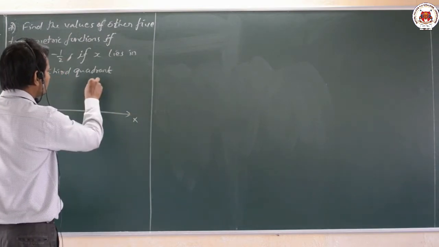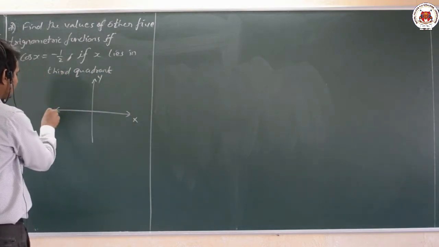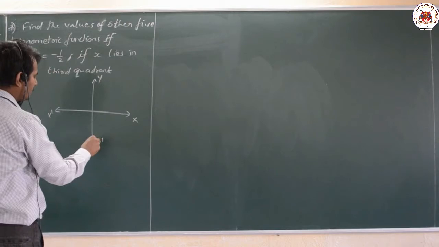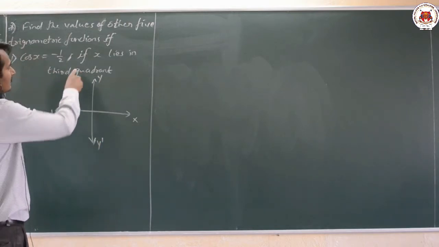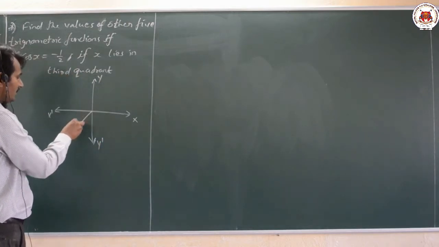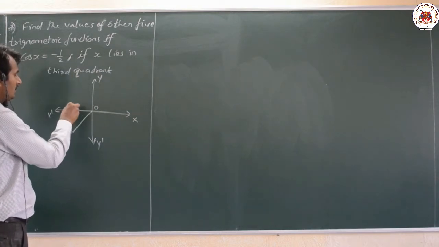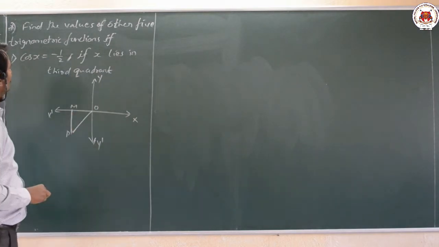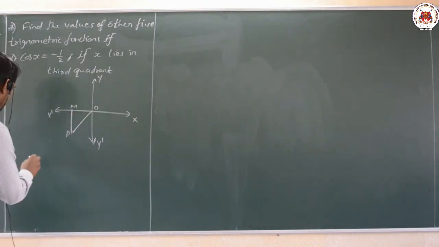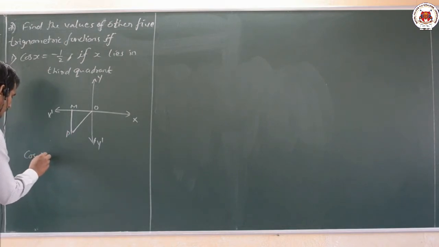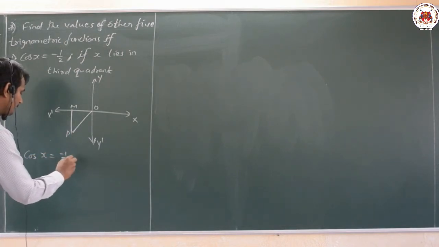That is x dash, y, x, and next y dash. Now here x lies in which quadrant? It lies in the third quadrant. Let us take it as O, M and P. Now what he has given is cos x. We have been given cos x equal to minus 1 by 2.